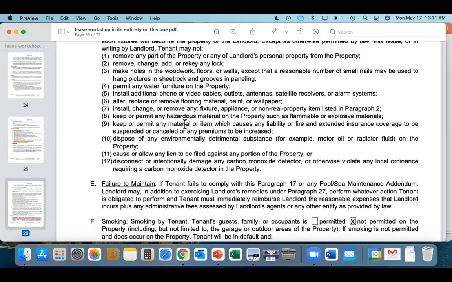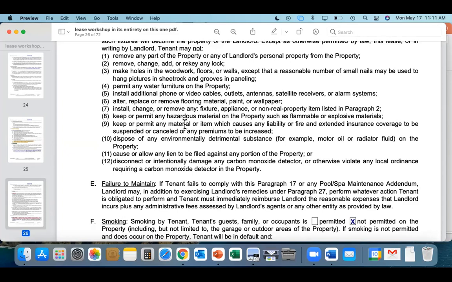They can't install additional phone or video cables, outlets, antennas, satellite receivers, or alarm systems. They need to get okay, seek permission. And these days, all that stuff is really Bluetooth and wireless. So back in the day, these things used to have wires all over the place.